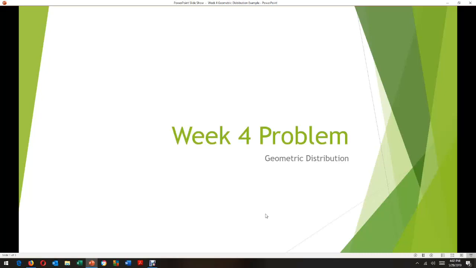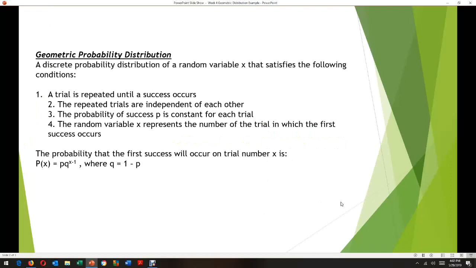I'm going to demonstrate a geometric distribution problem. And first, I want to talk to you about the criteria for a problem situation being a geometric distribution. What we're interested in here is doing something several times but stopping when we are successful.